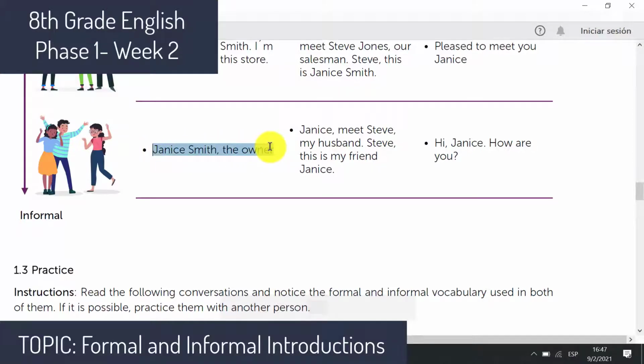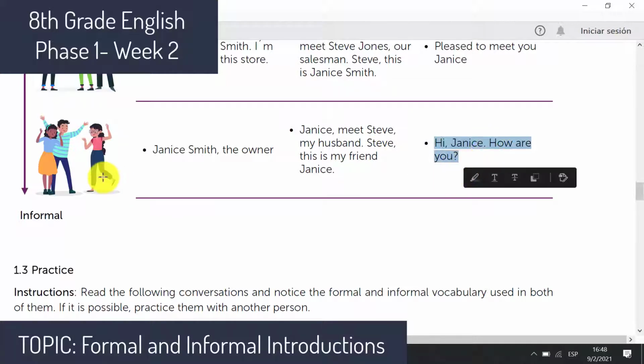Hey, Janice Smith, the owner. Janice, meet Steve, okay? Hi, Janice, how are you? Okay, this is very informal. El vocabulary that is very informal es el que más se usa en the United States. Así que, si se quiere aprender este, is the best part, okay? Because this is the most used vocabulary in the USA, okay?